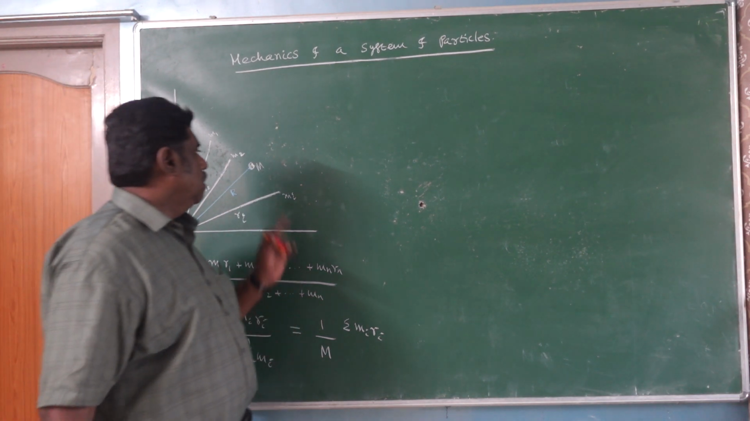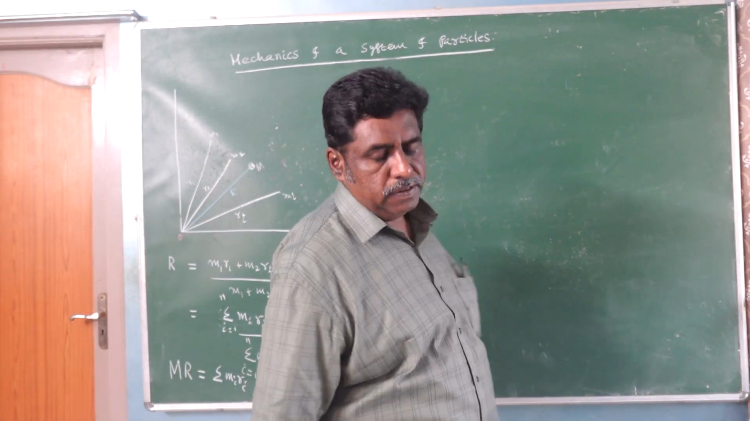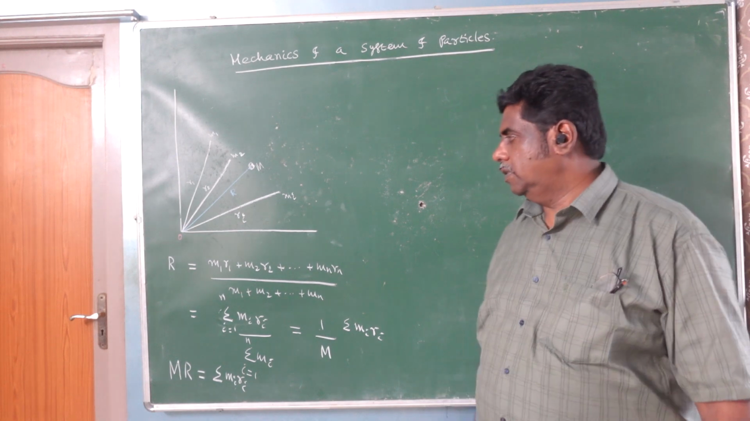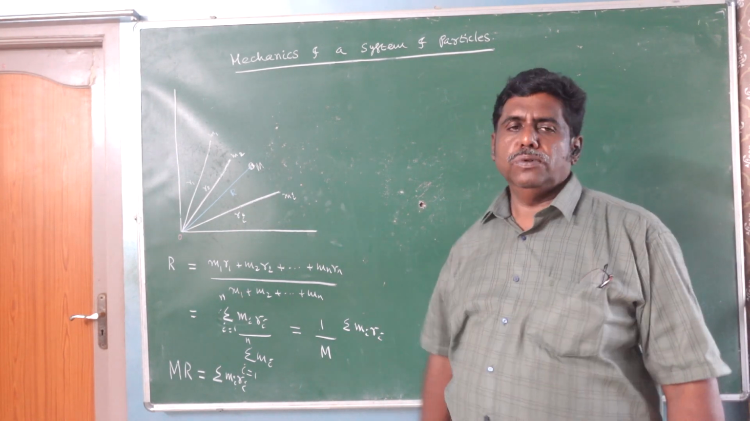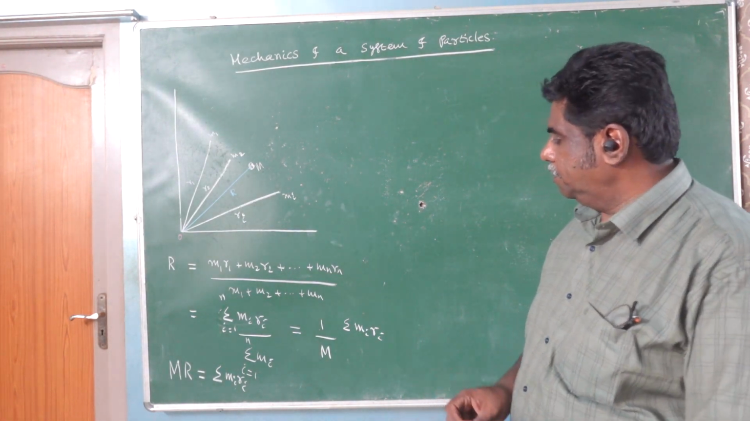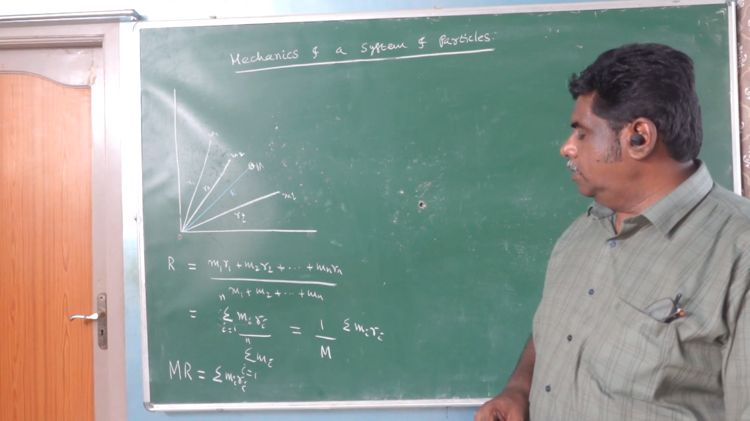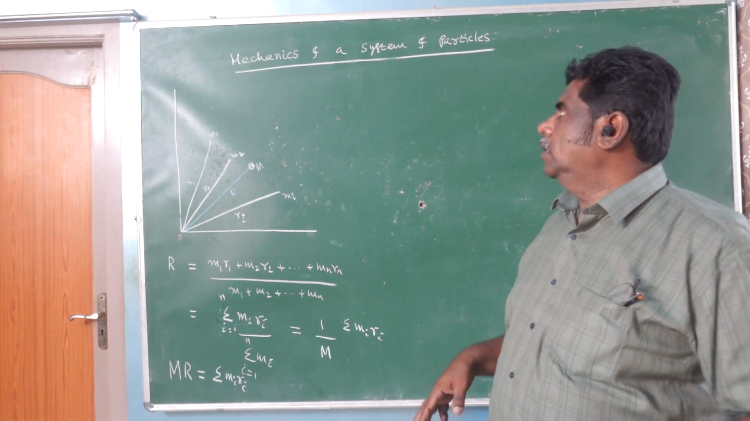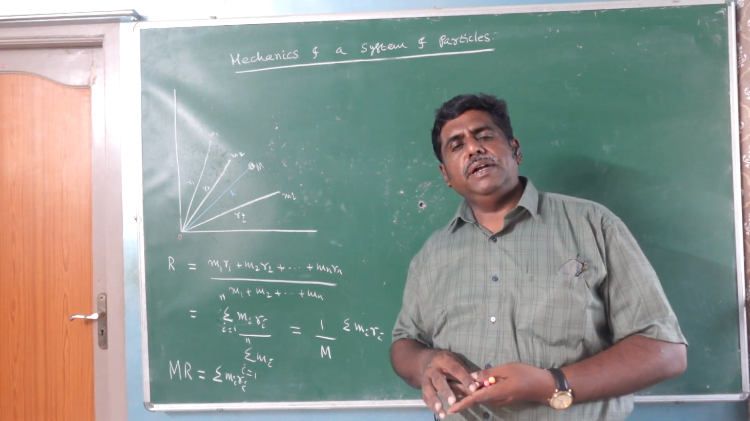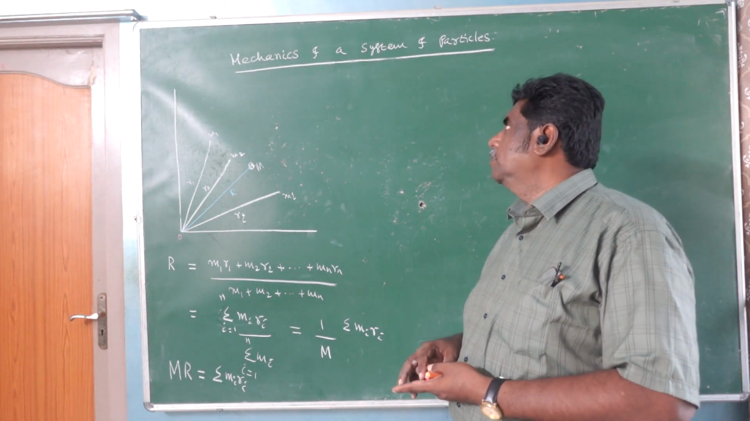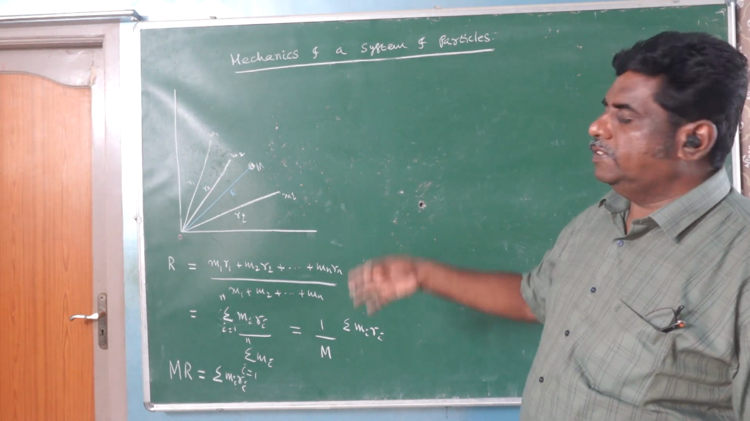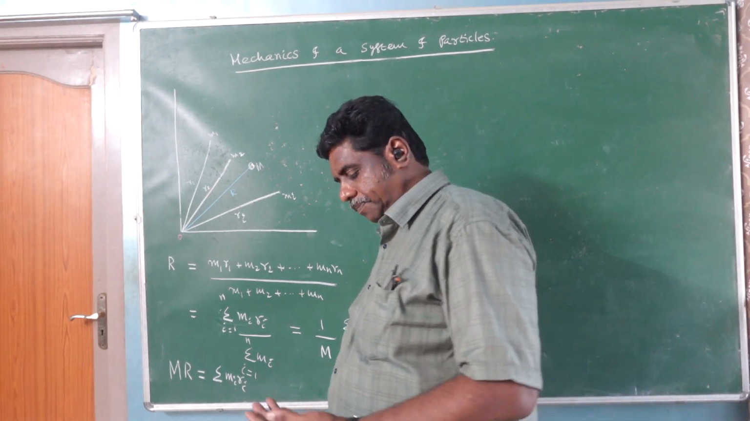M is the mass of the entire system and capital R represents the position vector corresponding to the center of mass of the system. Now we have to prove that the linear momentum of a system is constant if no force is acting on the system.